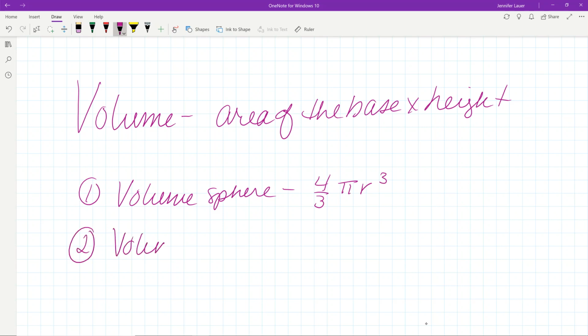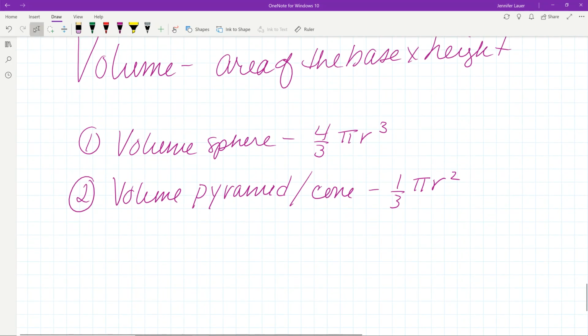The volume of a pyramid or a cone, I guess we could just put those together, are going to be 1/3 pi r squared times the height. And the reason it's 1/3, because if you think about what a cone looks like and a pyramid, I'm not even going to try to draw a pyramid. I'm terrible at drawing. But it is because if you think about it, you're shaving off, technically, 2/3 of a cylinder.